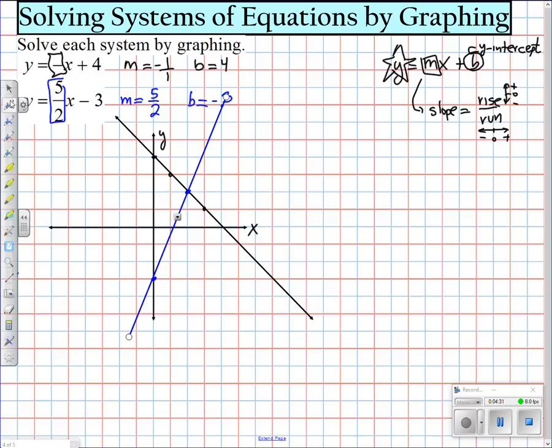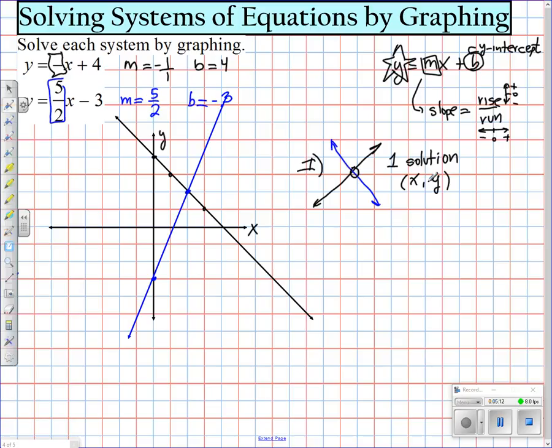Now here's what happens. If you have two lines, there are three possibilities. Possibility number one: one line goes this way, and the other line goes this way. Basically, the lines intersect. If they intersect, then we say the system has one solution, and the one solution is the point they have in common. Give me the x value of that point and the y value of that point, and that is the answer.